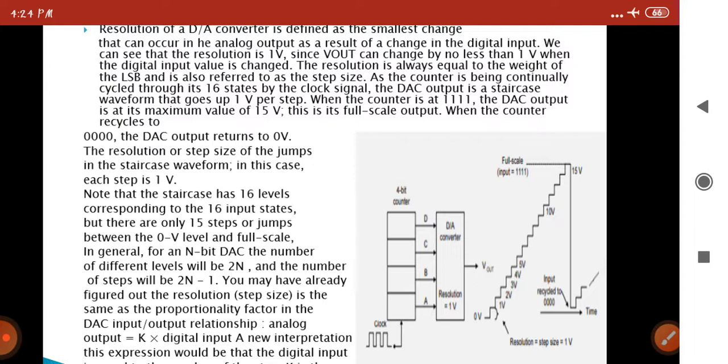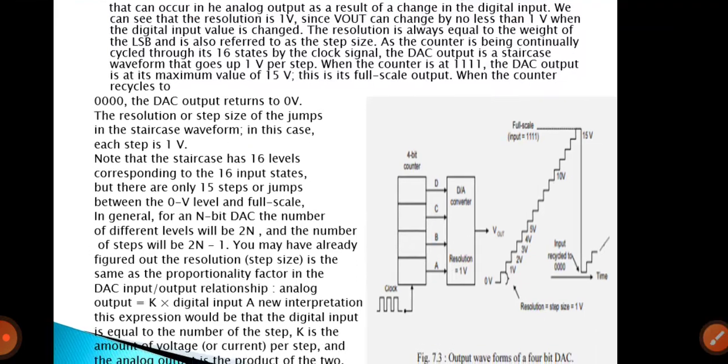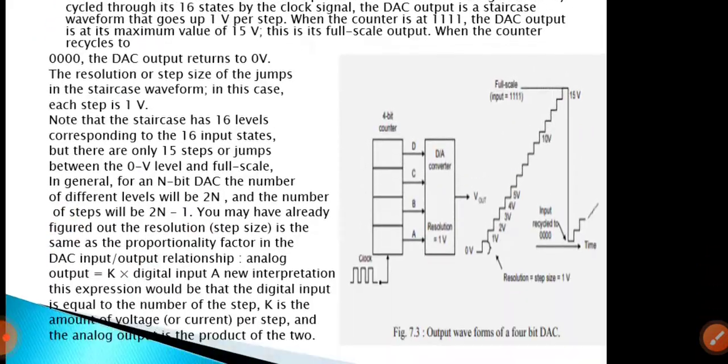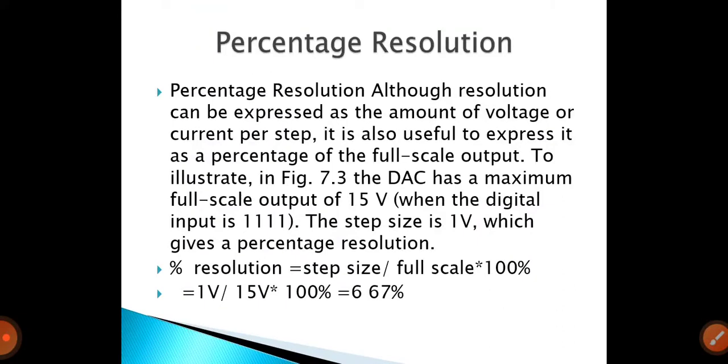In general, for an n-bit DAC, the number of different levels will be 2 to the n, and the number of steps is 2 to the n minus 1, from which you can figure out the resolution. The digital input is equal to the number of steps, k is the amount of voltage per step, and the analog output is produced from that. Percentage resolution: although the resolution can be expressed as the amount of voltage or current per step, it is also useful to express it as a percentage.